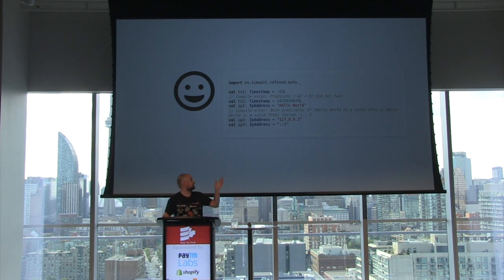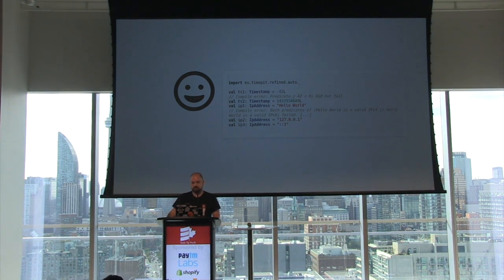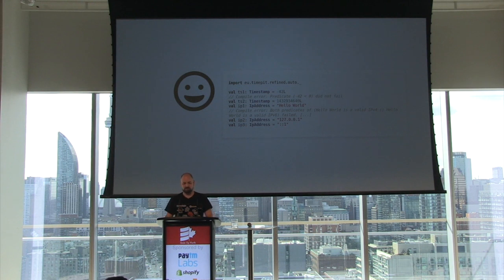In contrast to that, the second timestamp I have is a pretty normal timestamp as we would encounter it, in second accuracy. And it compiles just fine. There's a macro that has now validated that this long value that I have conforms to this type that I've declared, and it's a valid timestamp. And the same goes for IP addresses.